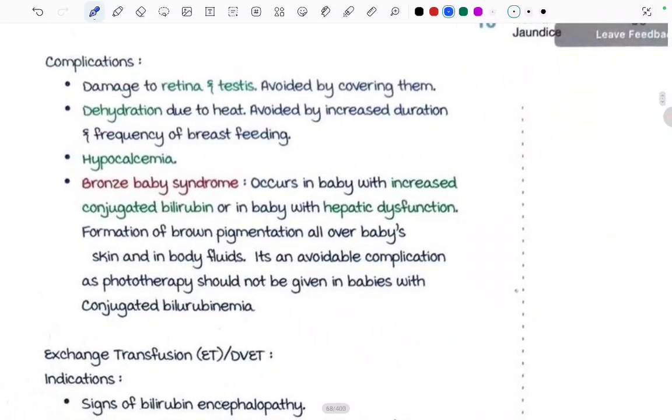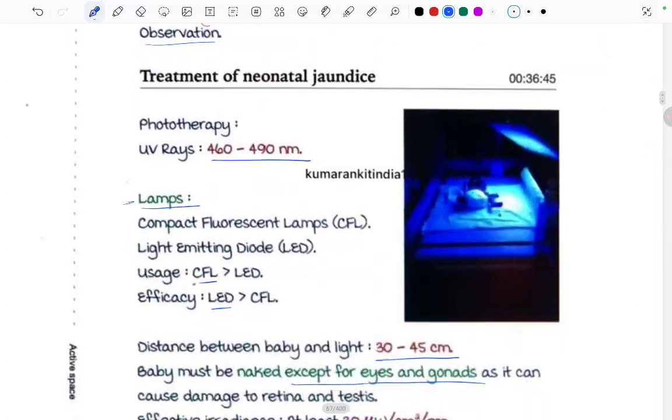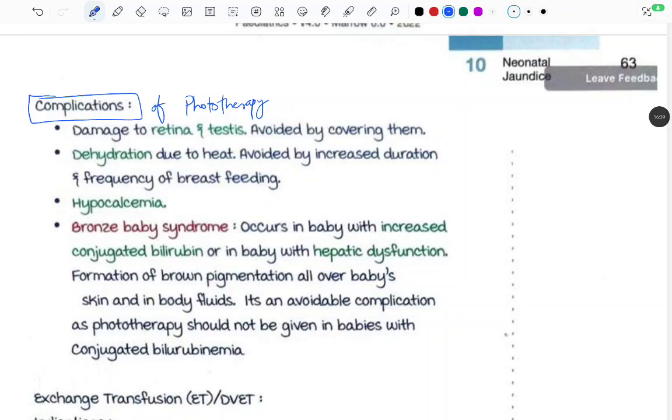Complications. We are reading about the complications of phototherapy. The first complication which can happen is damage to the retina and testis, which can be avoided by covering them. So simple. Dehydration due to heat is avoided by increased duration and frequency of breastfeeding. Just by increasing breastfeeding, we can prevent this dehydration.